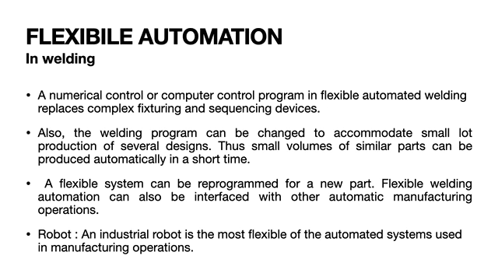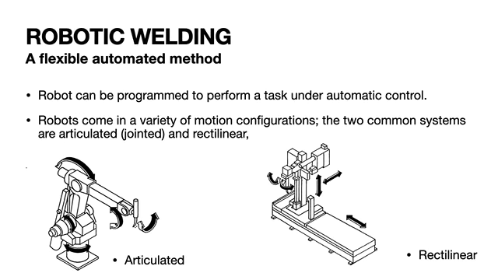Flexible welding automation can be interfaced with automatic manufacturing operations, other operations as well, not only with regards to welding, but like a milling or a lathe or a turning operation. And the next particular thing which we are talking about is that flexible automation is not complete without mentioning robots. So the industrial robot is the most flexible of the automated systems used in the manufacturing process. Robotic welding is actually a variant.